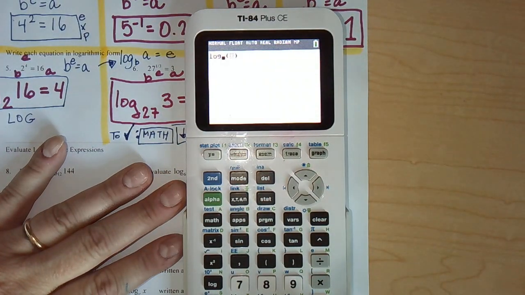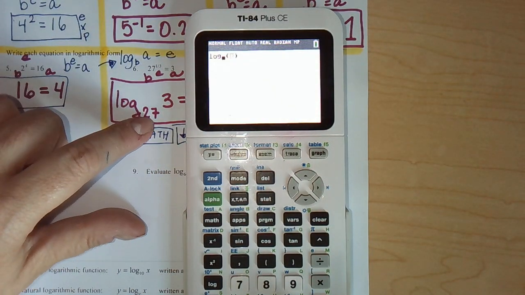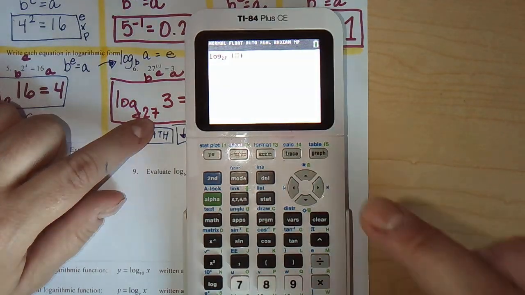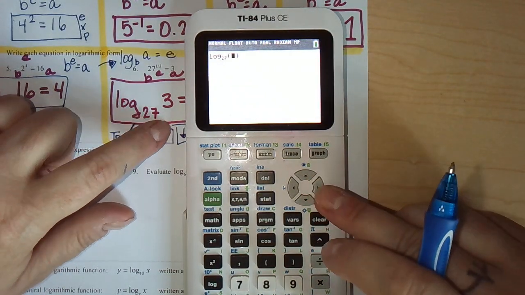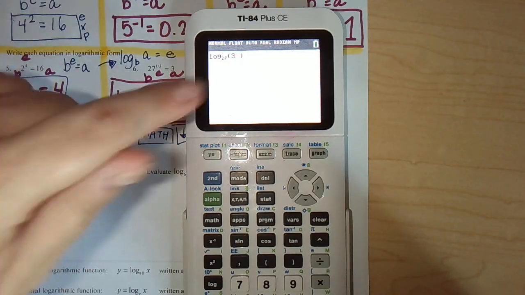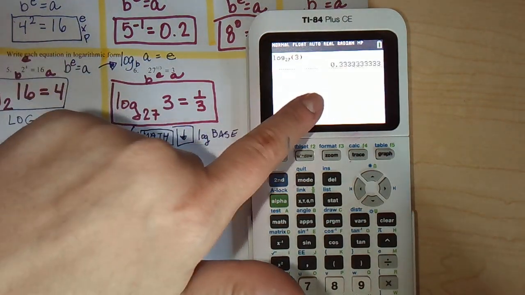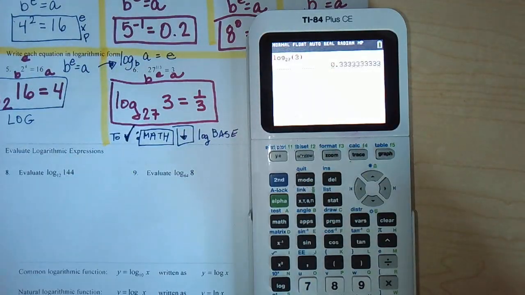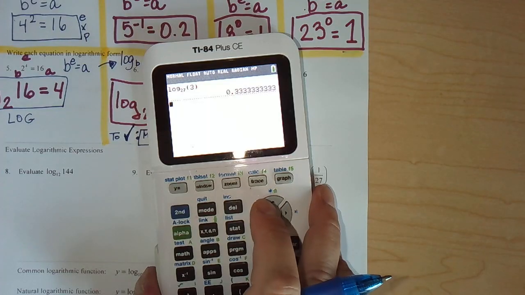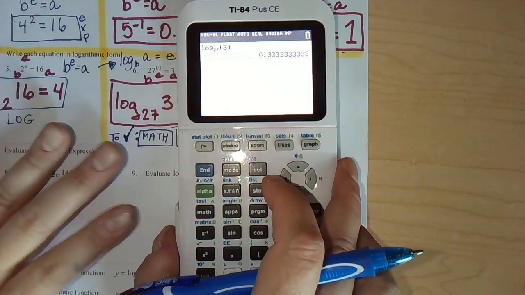And all these boxes pop up. And I'm going to type 27 in the bottom box. Then I'm going to arrow out to get the 3. And when I press enter, it better be 1/3. Yeah, 0.333. That's 1/3. Okay, good. All right, so that's how you can check to see if you put your stuff in order correctly.